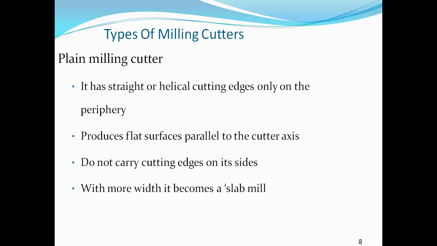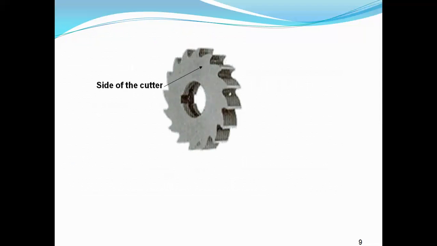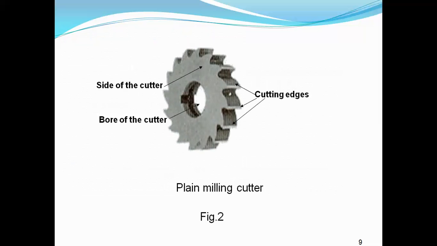With more width, it becomes a slab mill. In the diagram, we can observe the plain milling cutter. It has cutting edges at this portion only, not at the sides. If its width is increased, it can be used for slab milling operation.